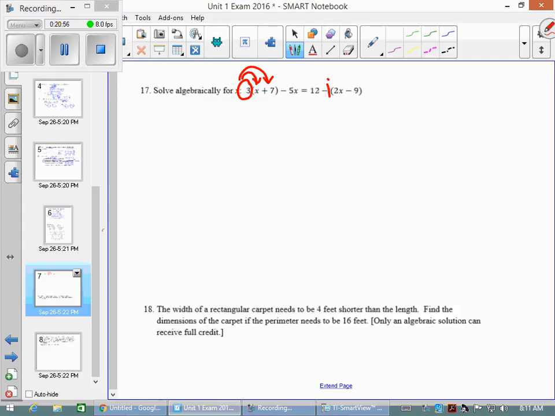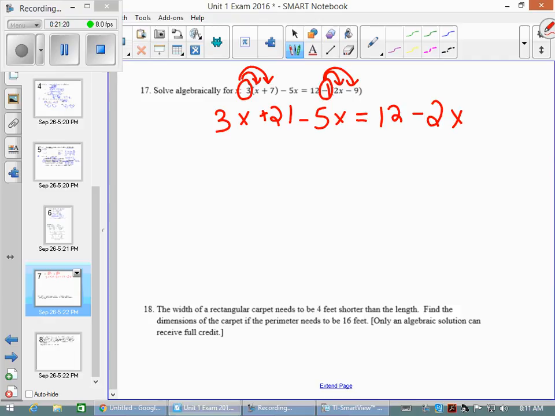So if we want to rewrite this, we're going to have 3x plus 21 minus our 5x. We just need to bring that 5x down. And that's going to equal 12 minus our 2x, because negative 1 times a positive 2x gives us a negative 2x. And a negative 1 times a negative 9 gives us a positive 9.